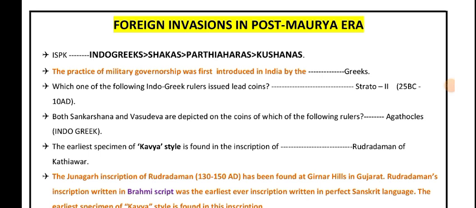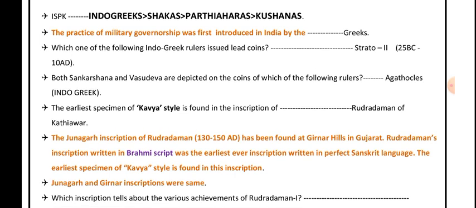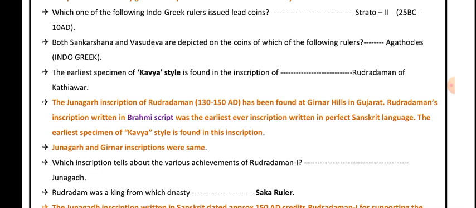Foreign invasions in post-Mauryan era: Indo-Greek, Sakas, Parthians, and Kushanas. The practice of military governorship was first introduced in India by the Greeks. Which one of the following Indo-Greek rulers issued lead coins? Strato II, 25 BC to 200 AD.